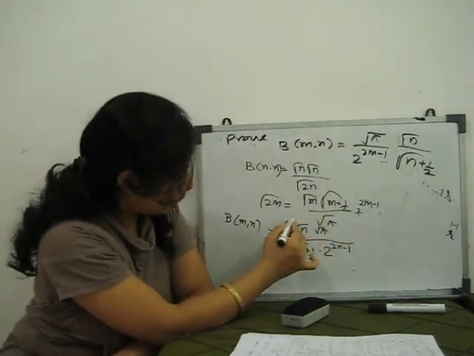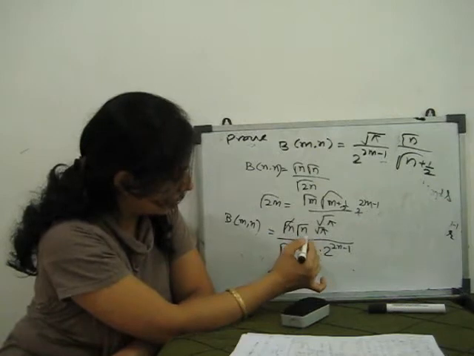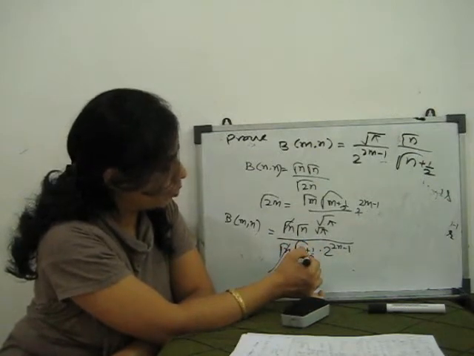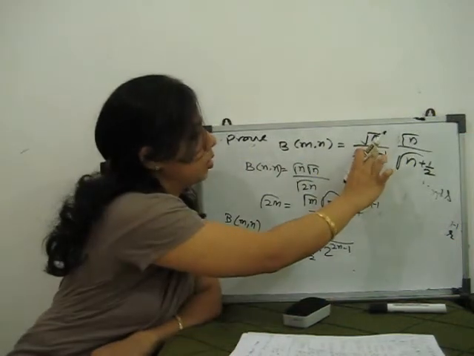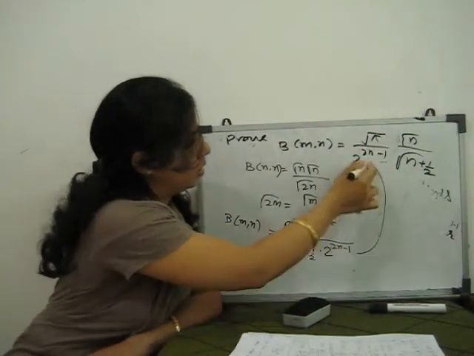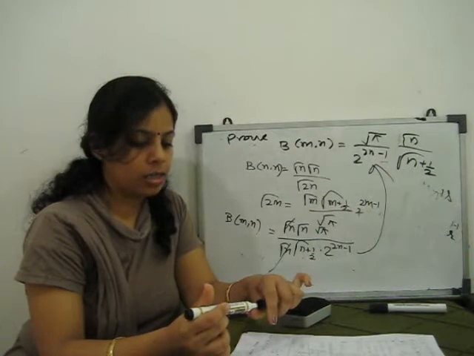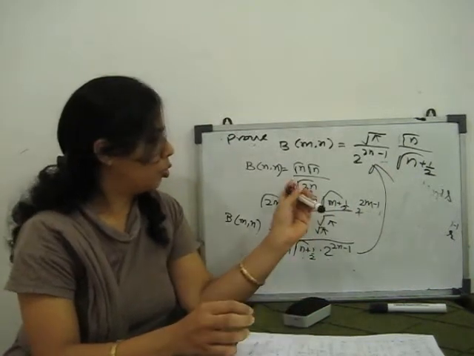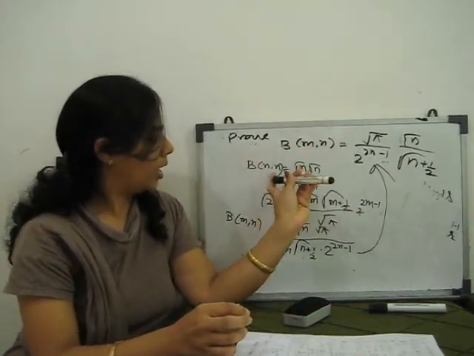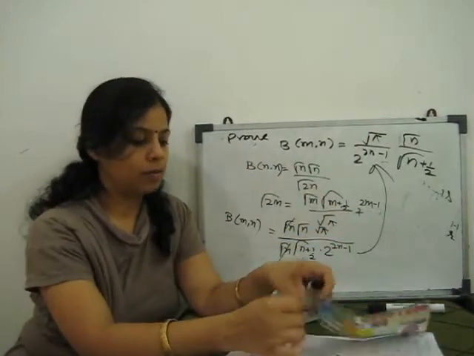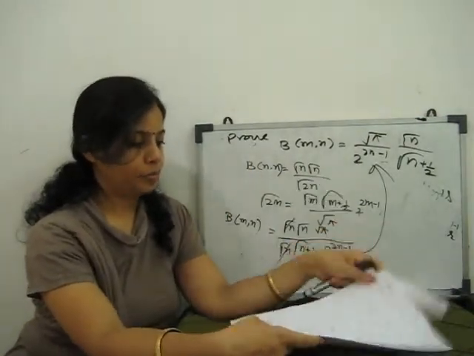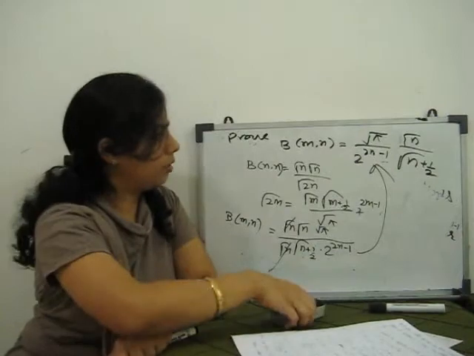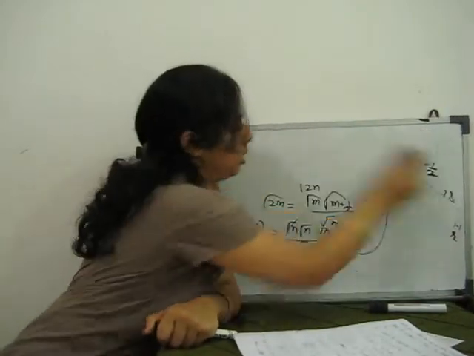Clear? Now see, gamma is cancelled. Gamma n upon gamma n plus 1 by 2, root pi upon 2 to the power 2n minus 1. What we need, that result comes in just 2 steps: you use beta of n, n and then use the duplication formula. So there are many different kinds of integrals we can solve. Now we go for some integral problems.